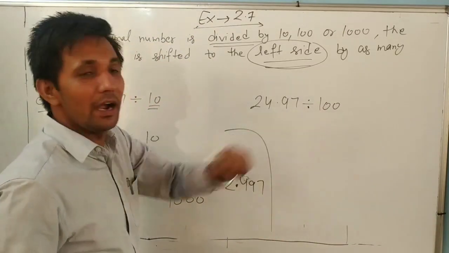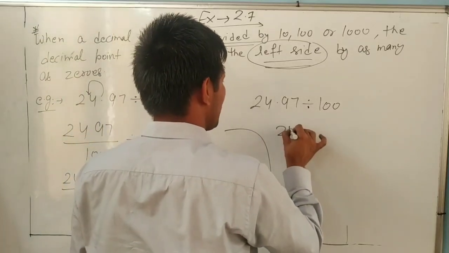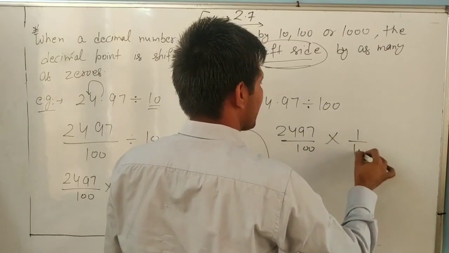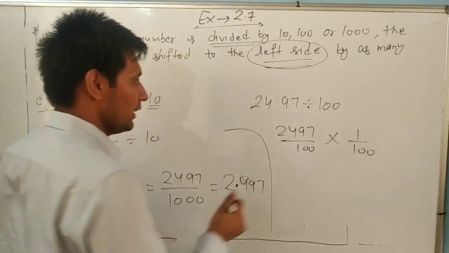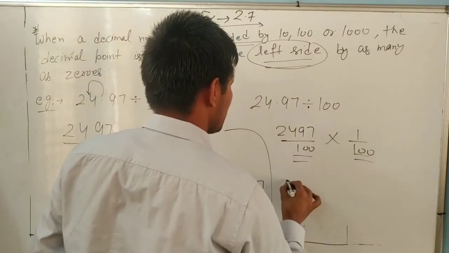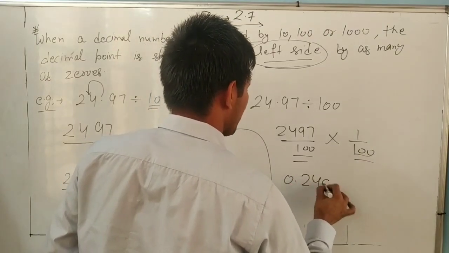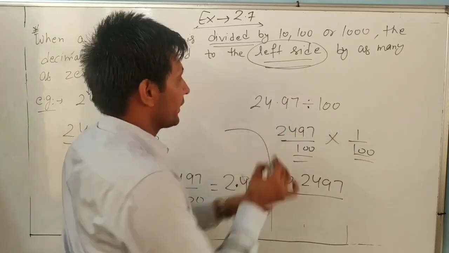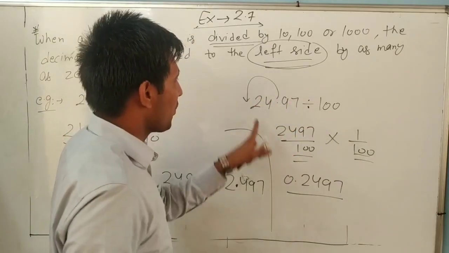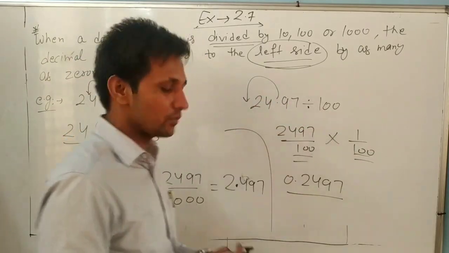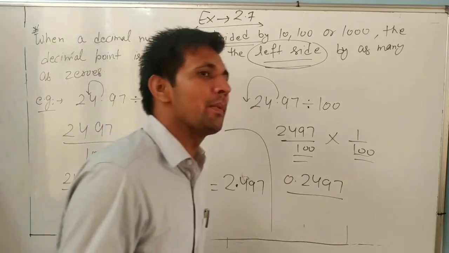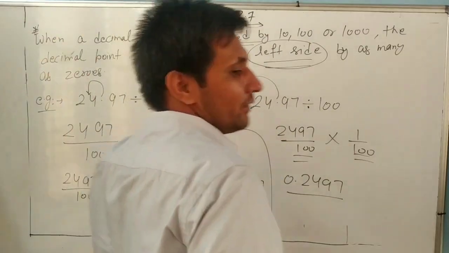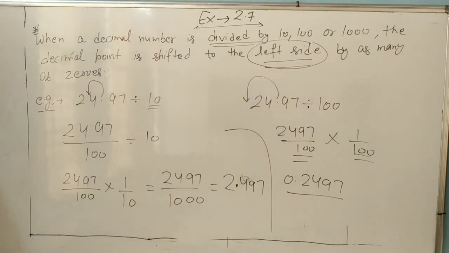If we divide by 100, we will write 2497 by 100, into 1 by 100, right? It's the reciprocal. How many 0s? 4. So 0.2497. How many 0s in 100? 2. So it will come here. 0.2497. It's very simple. You only have to remember, if we are multiplying, then right side, and if we are dividing, it is left side. So note it down, dear, please.